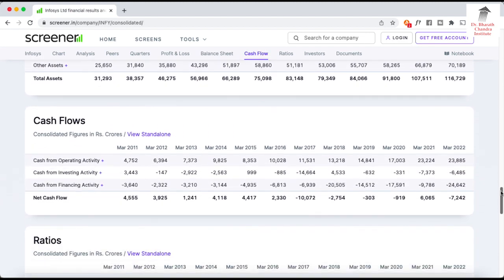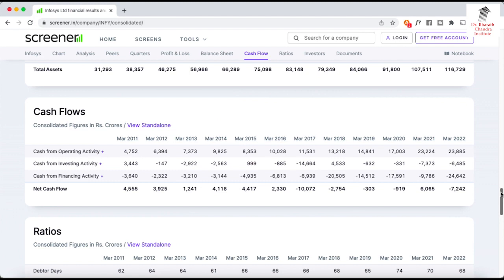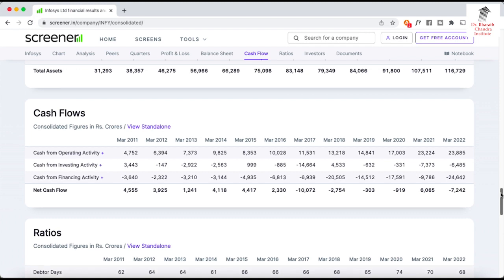Cash flow statement is basically a little technical, you need to have a little accounts background. It is not necessary to see, but if you're very curious, you can learn about the cash flow statement and then try to understand the statement.